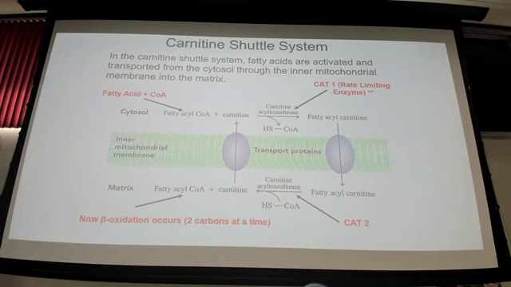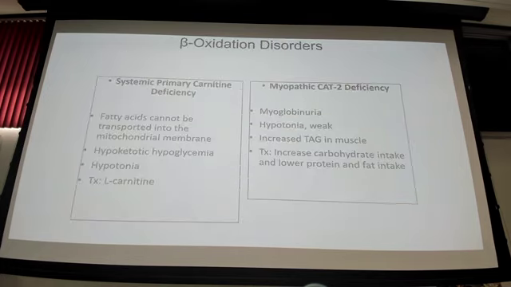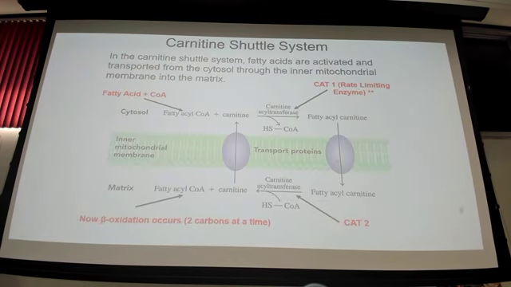So, any other questions about the carnitine shuttle system? All right, so if we have any deficiencies in proteins or enzymes involved in beta oxidation, we will have a beta oxidation disorder, and that can be myopathic CAT2 deficiency. And so what that means is that the fatty acyl carnitine group has entered the matrix, but we can't remove that carnitine group and reattach the CoA. So we can't do this step right here.